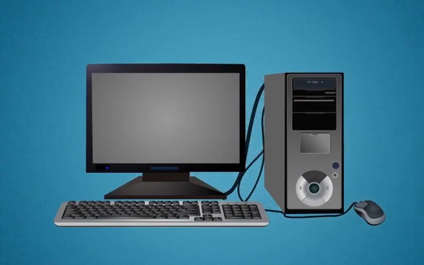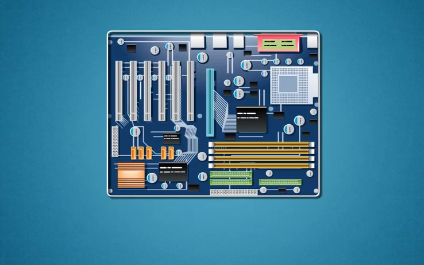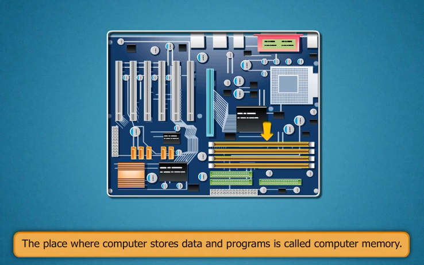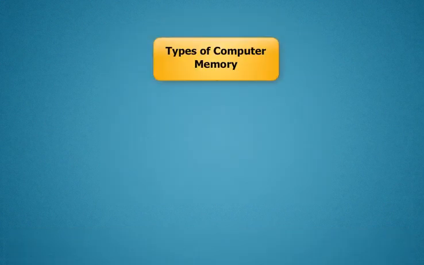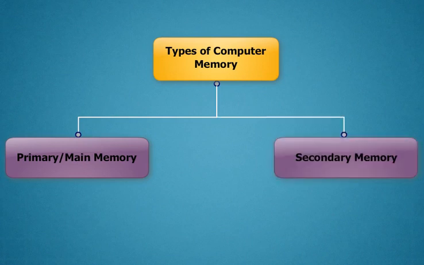Similarly, computer needs to remember things and do some calculation or simply process. It needs a memory. So, the place where computer stores data and programs is called computer memory. Computer has two types of memory. These are primary or main memory and secondary memory. Let me explain computer memory in detail for you.